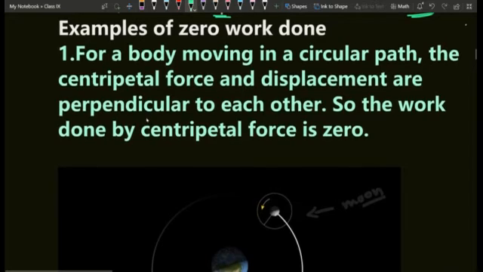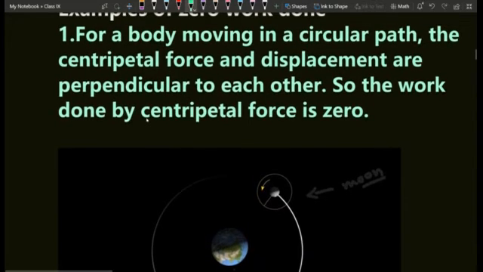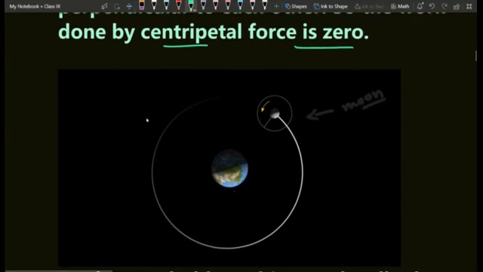Examples of zero work done. This is the situation for perpendicular. For a body moving in a circular path, the centripetal force and the displacement are perpendicular to each other. So the work done by the centripetal force is 0. Like see this example. You already know about centripetal force. What is the centripetal force here? The attraction between the earth and moon. So this is the centripetal force.